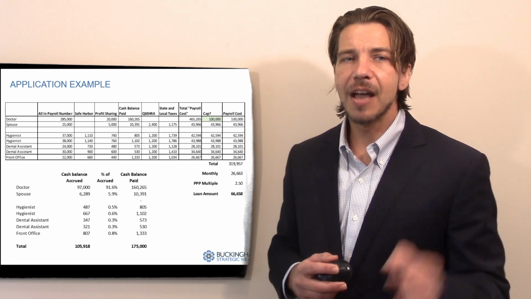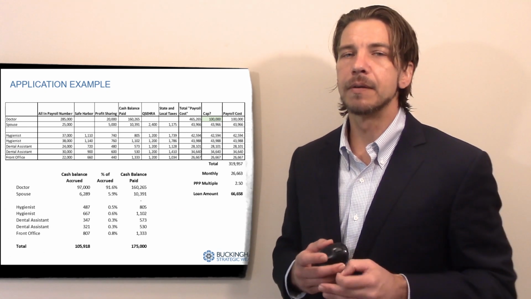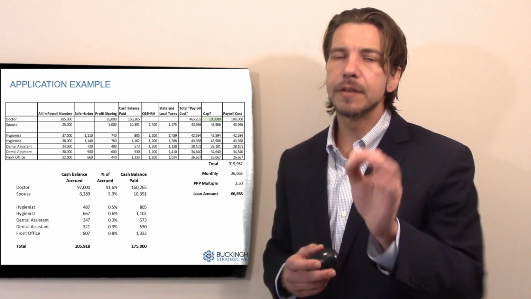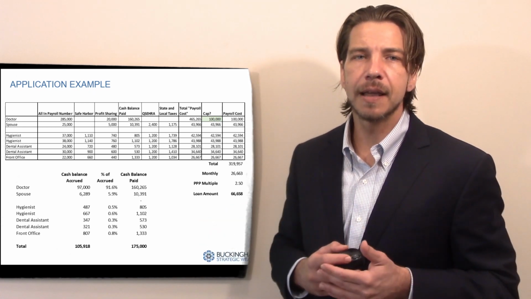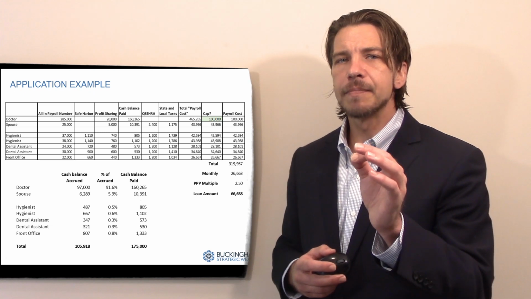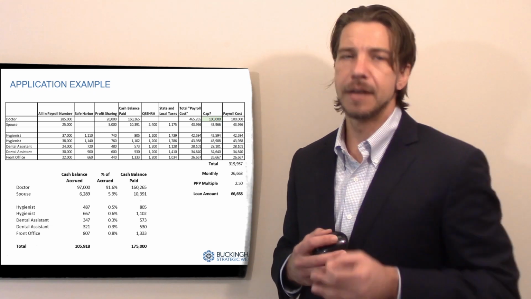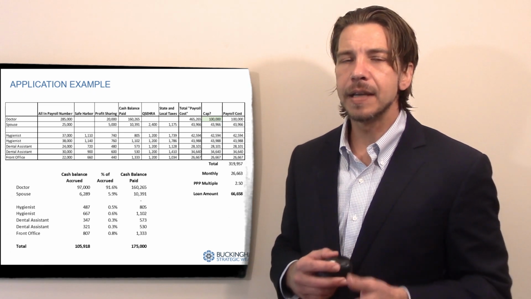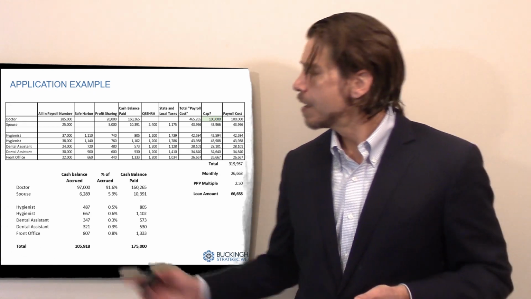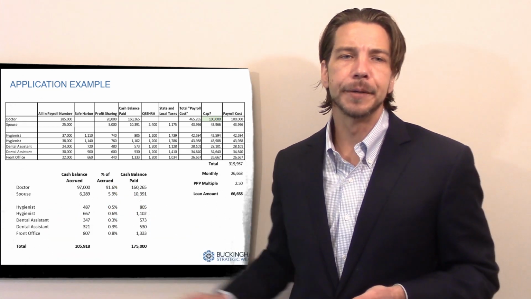So you can see where we've got that all-in payroll number, that's from your payroll report. Your safe harbor and your profit sharing, that's going to be from your allocation study. The cash balance paid number, I actually wanted to use an example where we overfunded the plan. So that's what you see down here in the bottom corner.